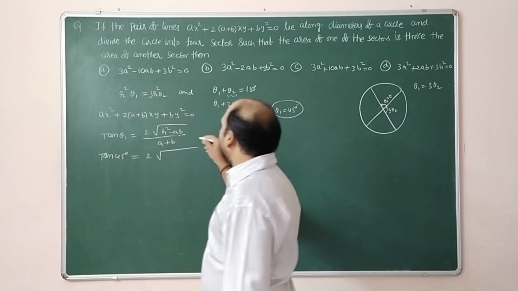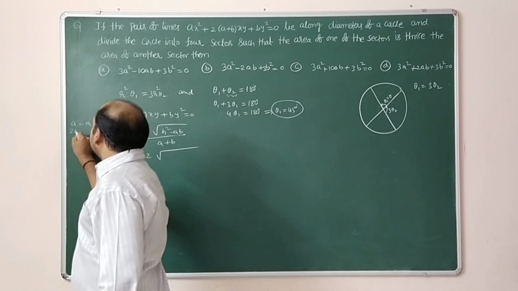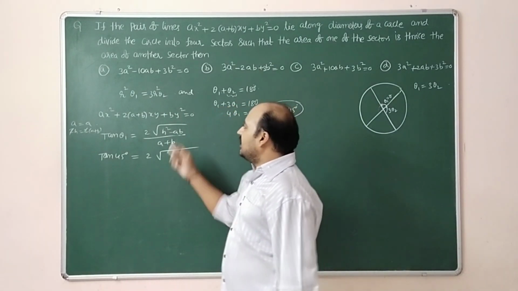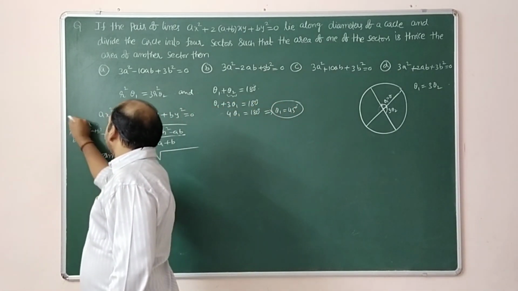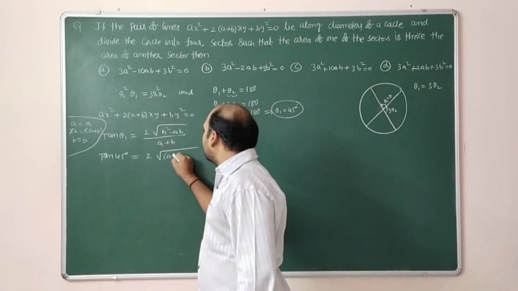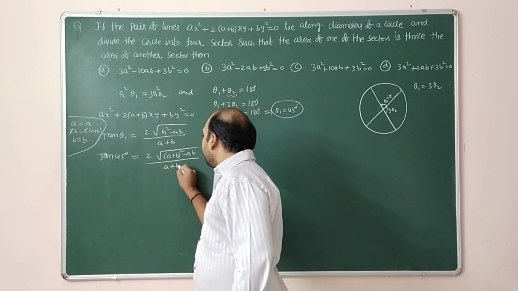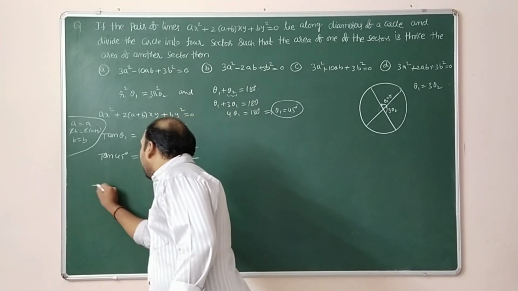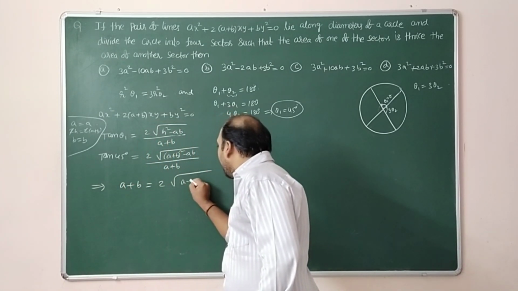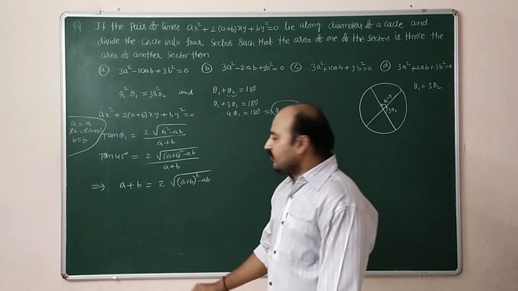Tan 45 is equal to 2 into the root of this value. Comparing, a is a only, and 2h is equal to 2 times a plus b, so h is equal to a plus b, and b is b only. So this is the information regarding the pair of lines. So h square means a plus b whole square minus ab, divided by a plus b. Tan 45 is 1. So cross multiply: a plus b is equal to 2 root of a plus b whole square minus ab.